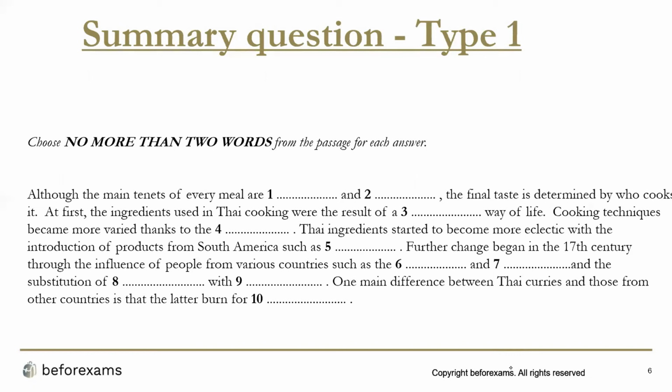I haven't given you the text because I just wanted to give you an idea what these questions are. This is the kind of question wherein the list of keywords is not given. You need to just figure out the answer. Although the main tenets of every meal are dash and dash. So that means you can now imagine and guess that in this kind of question, there could be some nutrients which they could talk about, right? So you can look for these keywords and it will be easy for you to find the answers. Got it?